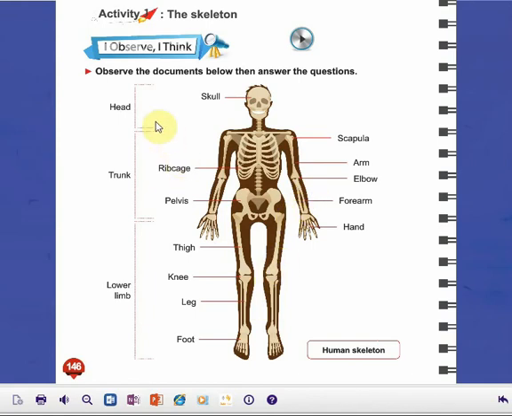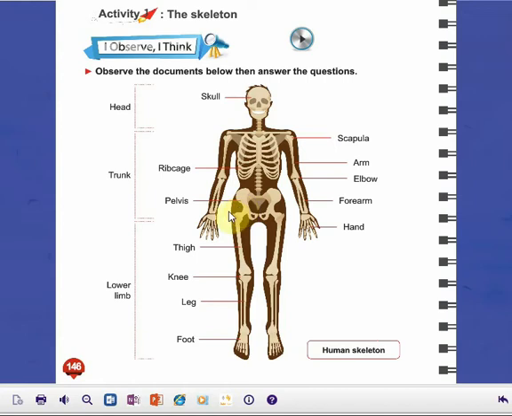Let's start with the first part, which is the head. In the head we have the skull. The skull is a flat bone. In the trunk, we have the rib cage, القفص الصدري, that protects the lungs and the heart. And we have also the pelvis, which is a flat bone. Okay? Pelvis means يعني الحوض. Okay?